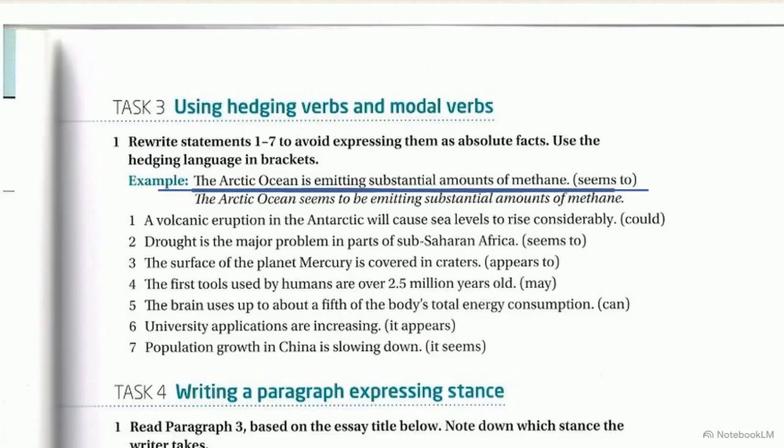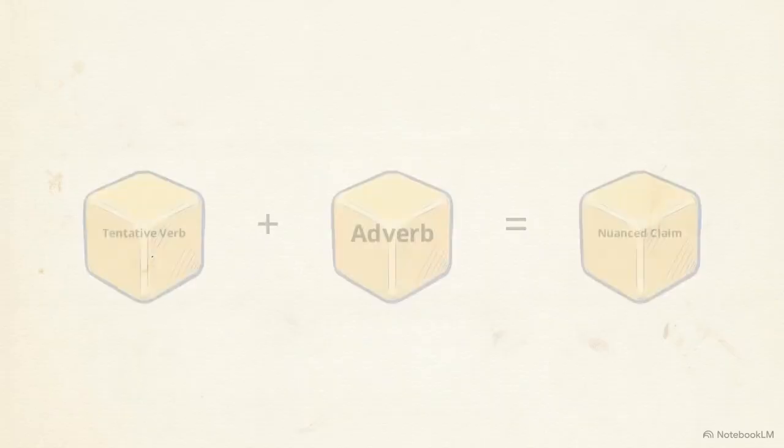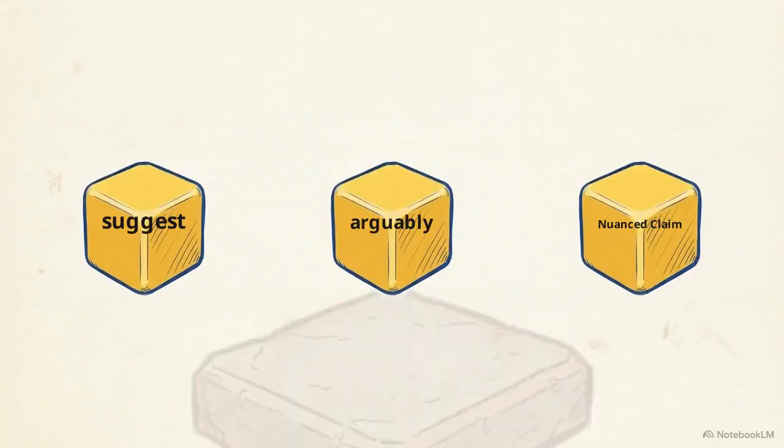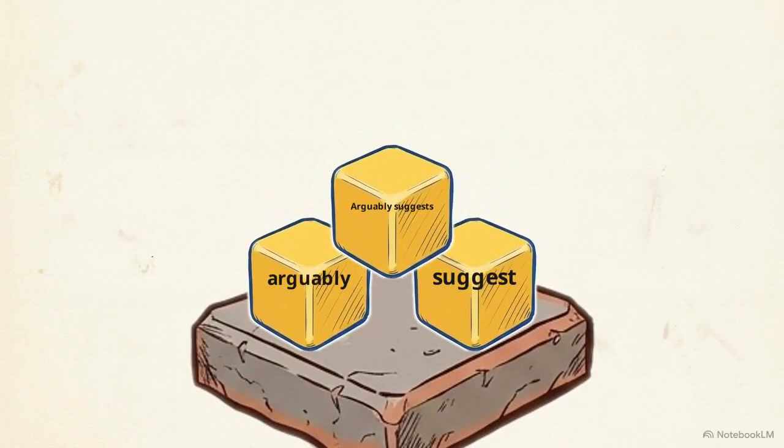Take this sentence: The Arctic Ocean is emitting substantial amounts of methane. We remove the definitive "is" and introduce a tentative verb, becoming: the Arctic Ocean seems to be emitting substantial amounts of methane. You can then layer on adverbs to fine-tune the exact strength of the claim. Combining a tentative verb with words like arguably, frequently, or potentially gives you precise control.